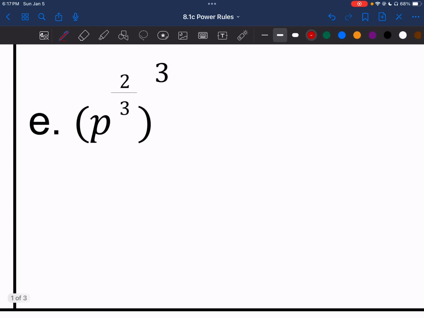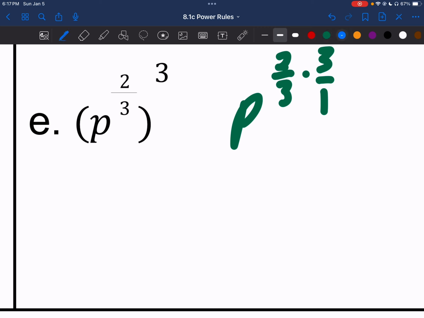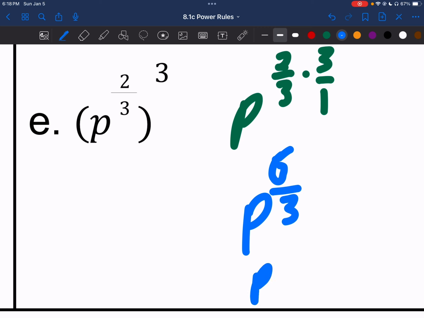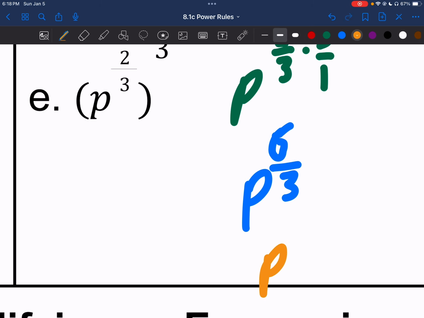Letter E, we're going to do p to the 2/3 power, all to the 3/1. Again, we multiply when we deal with fractions. We multiply the numerator straight across. 2 times 3 is 6, and 3 times 1 is 3, and 6 divided by 3 is going to simplify to p squared.